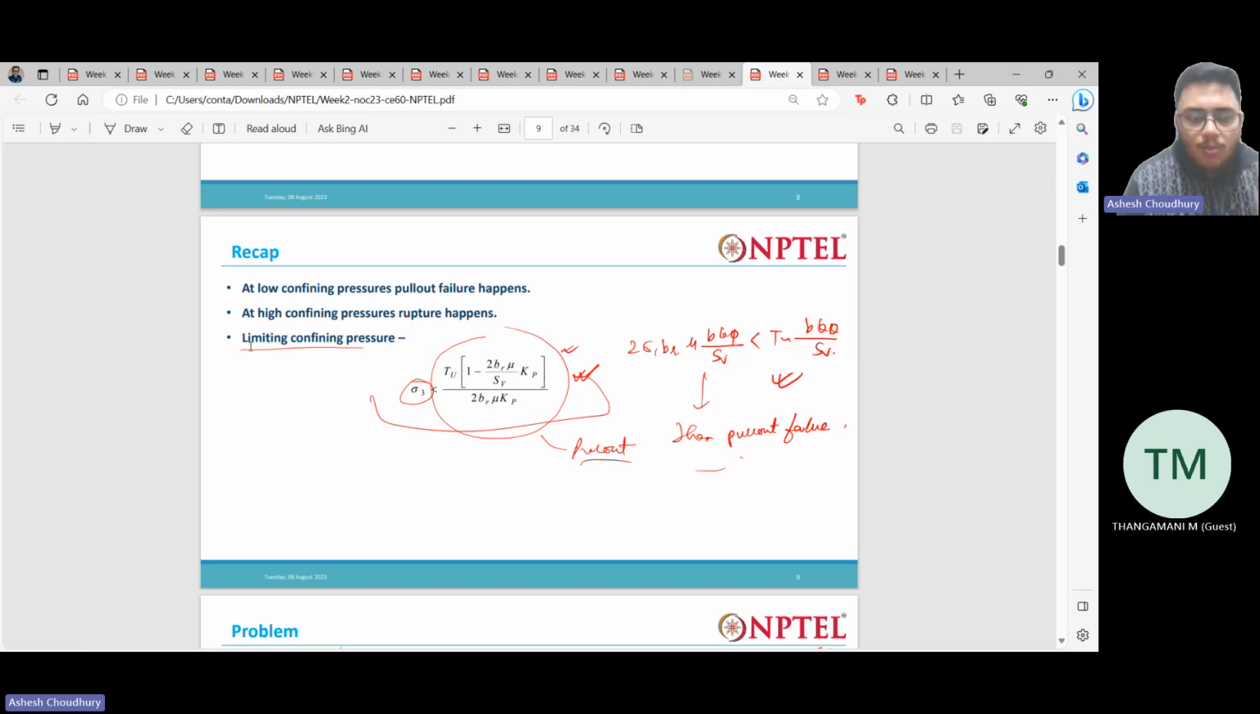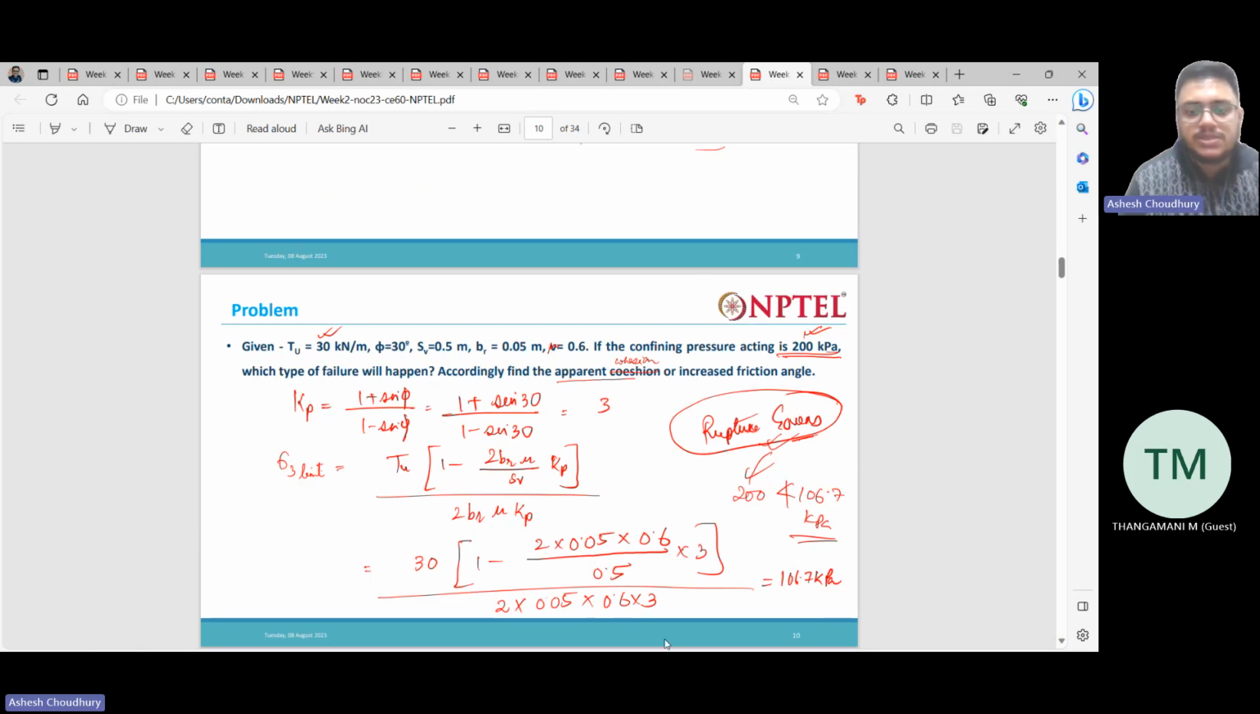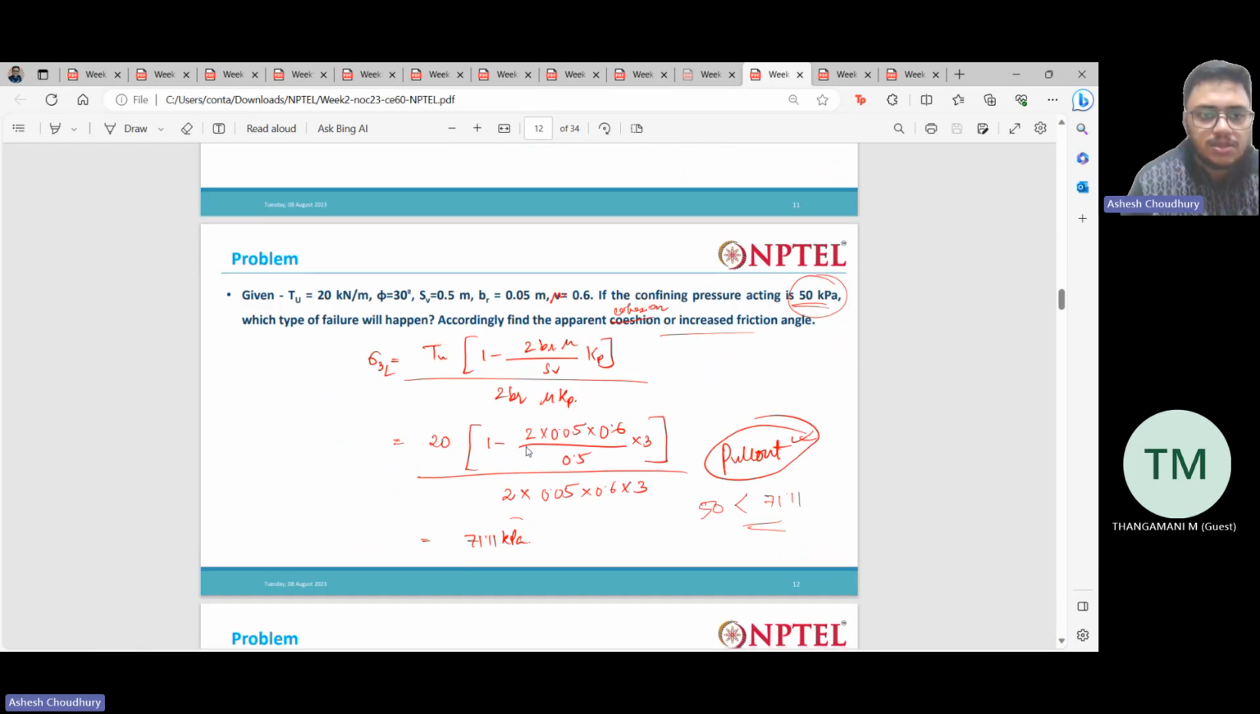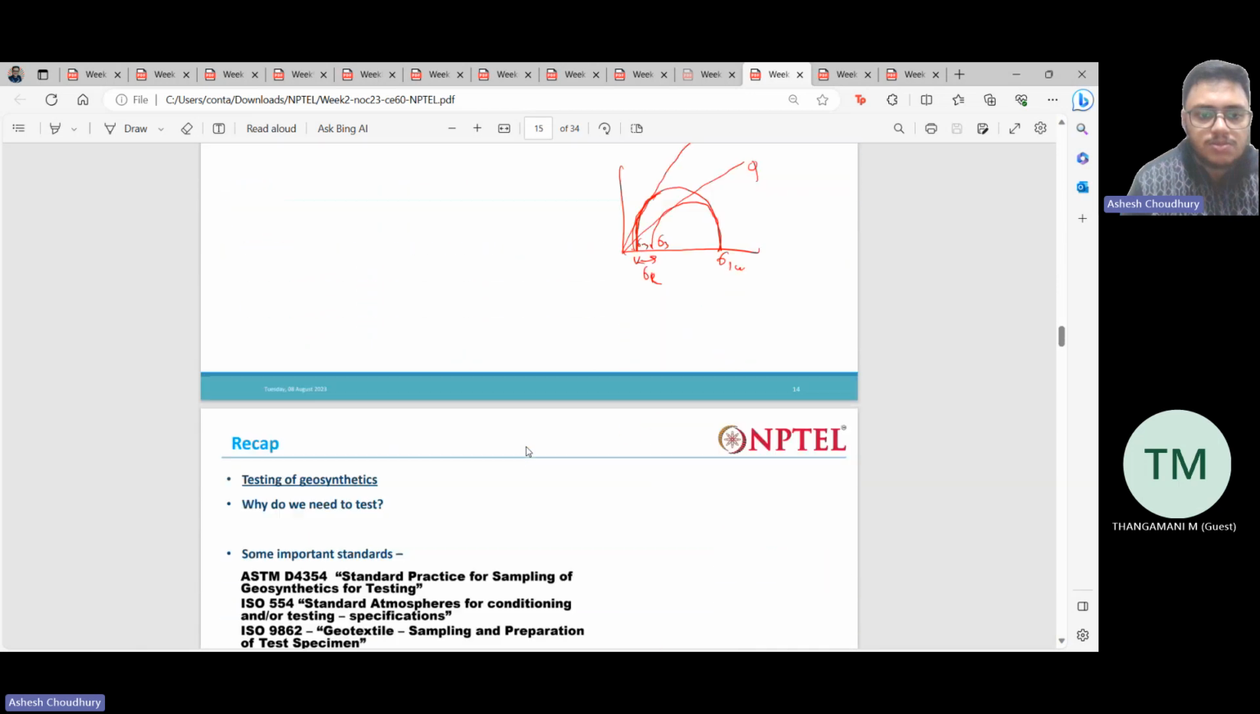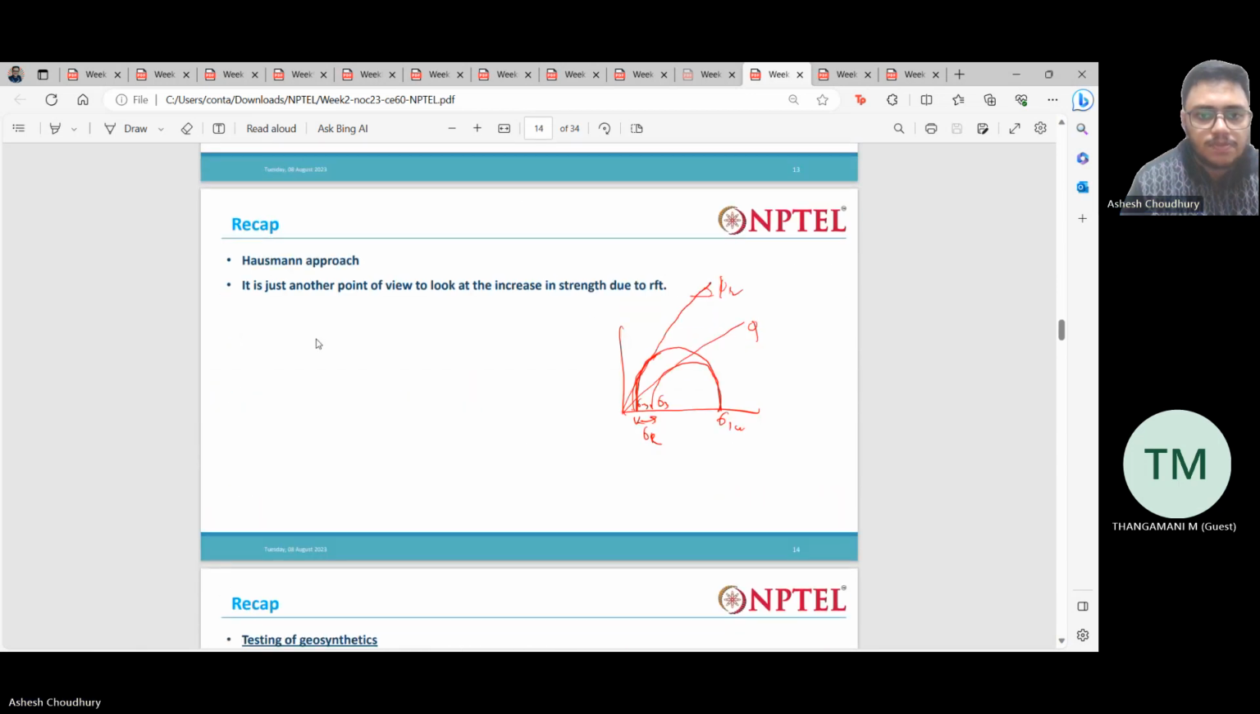And what is it, and how much? So this is qualitative we are saying, right? At low, at high. What is the quantity? How much? From what value lesser than that we will have pull out failure, and from what value greater than that we will have rupture failure. That we can determine from this expression. Then we solved one basic problem regarding this. So these problems I won't discuss anymore.